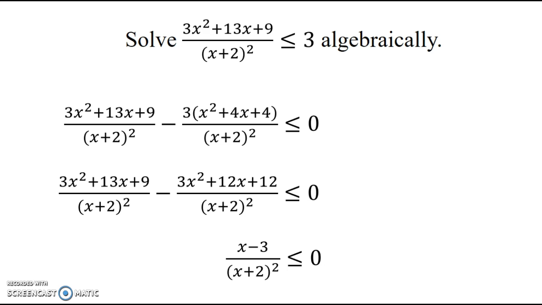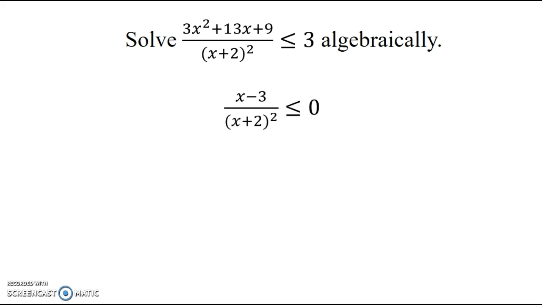So again, I'm going to create a sign diagram for this simplified rational function. So I'm going to figure out my asymptotes and my x-intercepts. So looking at the numerator, what's going to make the numerator 0? Well, that's going to be 3. And where's my asymptote going to be? It's going to be at x is negative 2.